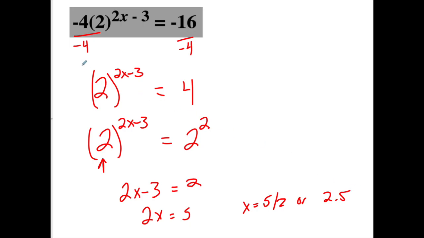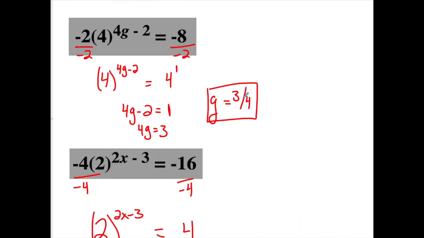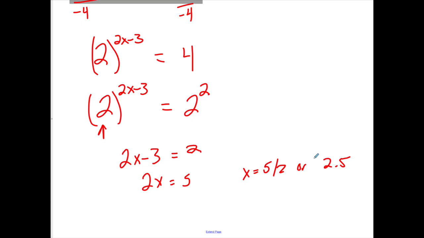Testing my work, 2.5 times 2 is 5. 5 minus 3 is 2. 2 squared is 4. 4 times -4 is -16. Okay, so hopefully you're able to get these right. Our answers are 3, 3 quarters, 2.5. All right, if you were able to get these correct, congratulations. Very, very good job. If not, go back and take a look at what you might need to work on.